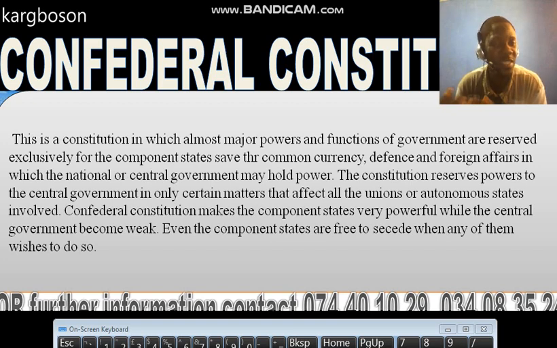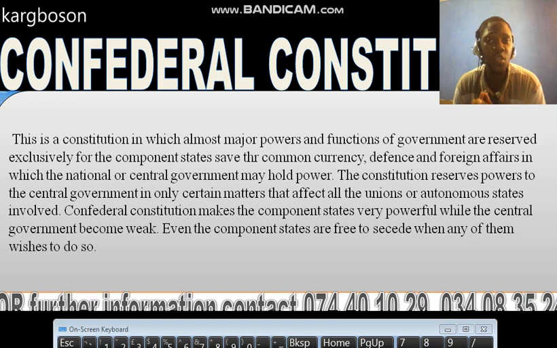These are reserved specifically for the federal states, that is the central government, and we find them in what we call the exclusive list. You also have those we call the concurrent list. That means there are functions which can be performed both by the central government and by the regional bodies or states.